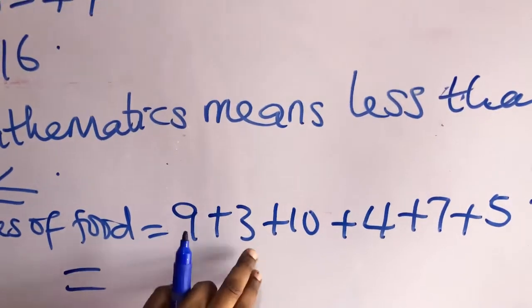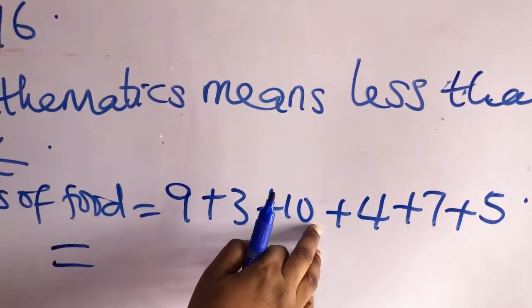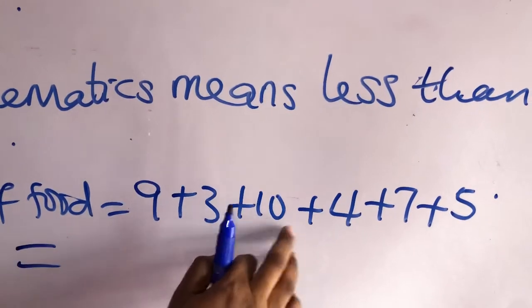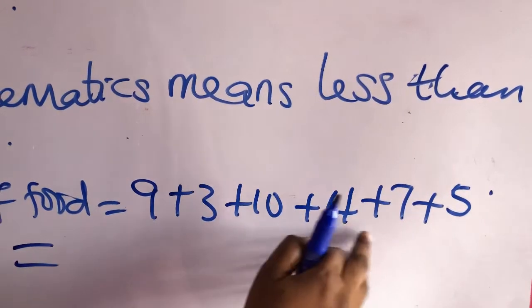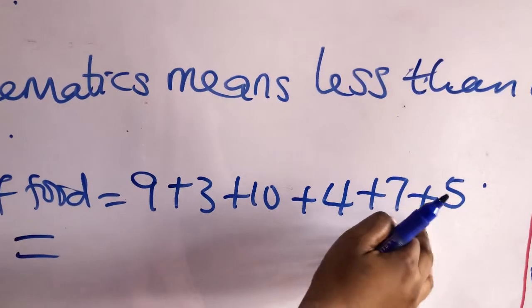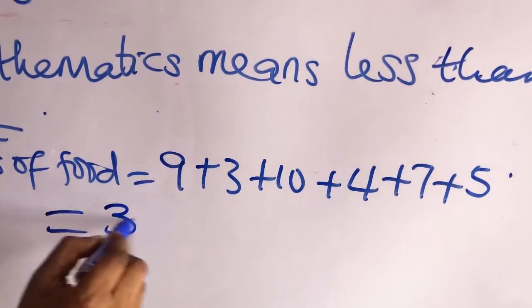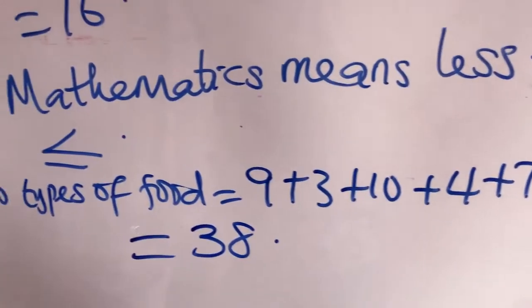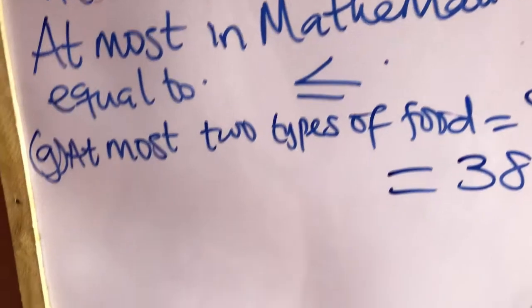So 9 plus 3, that is 12. 12 plus 10, 22. 22 plus 4, 26. 26 plus 7, 33. 33 plus 5, 38. So yes, 38 people.